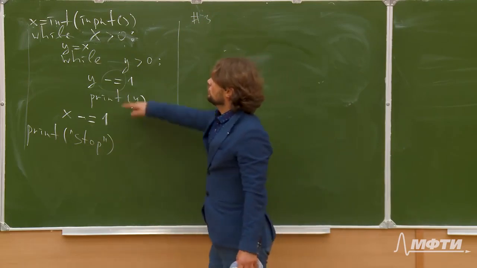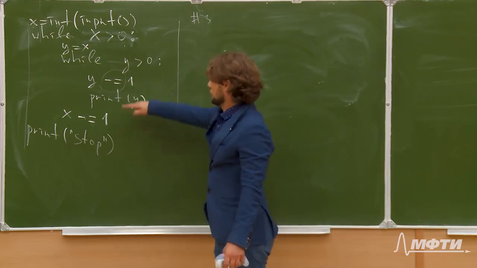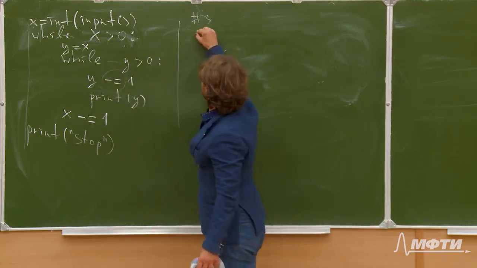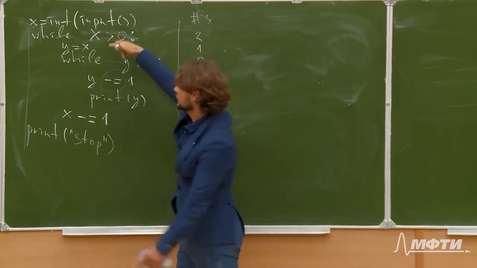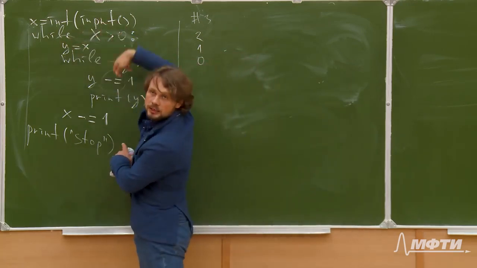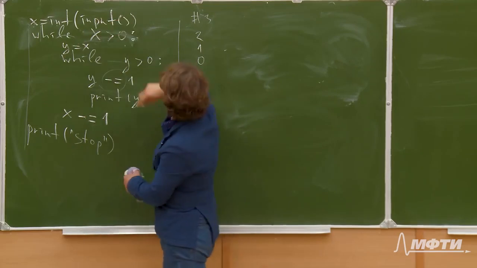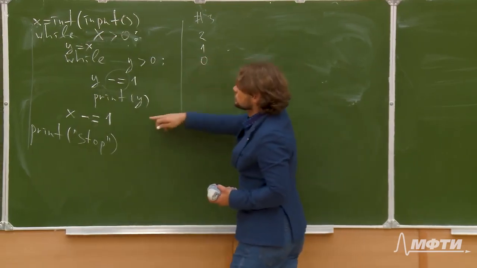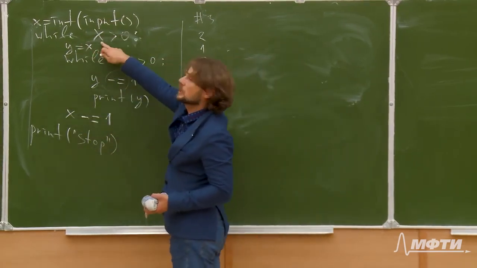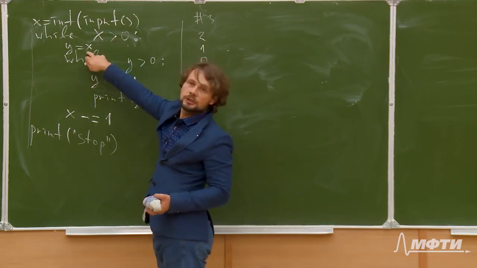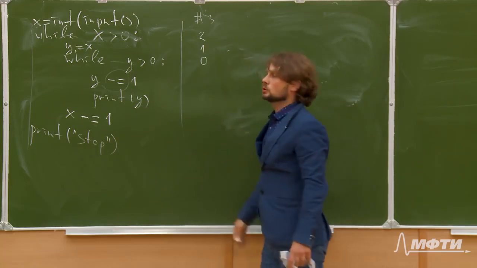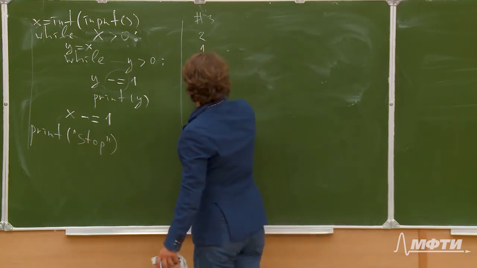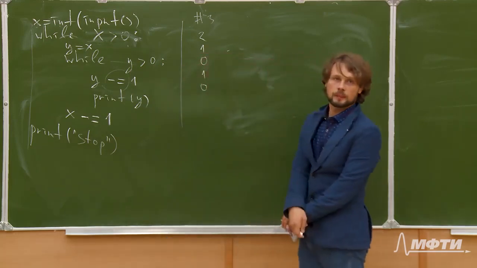At the beginning it will run through and print 2, 1, 0. That's on the first iteration of the big outer loop. Then x will decrease by 1. It will be equal to 2, greater than 0. The y is equal to 2, greater than 0. It reduces and prints 1, 0. Right?